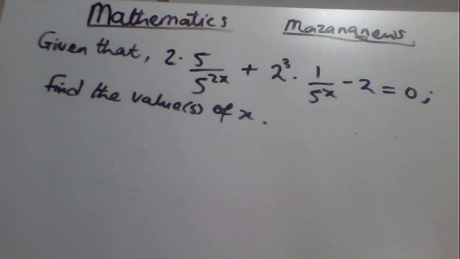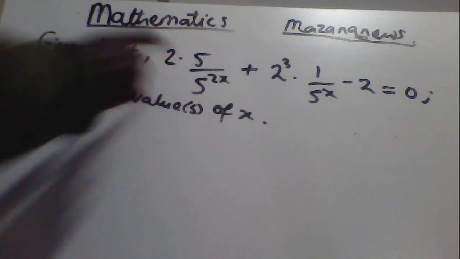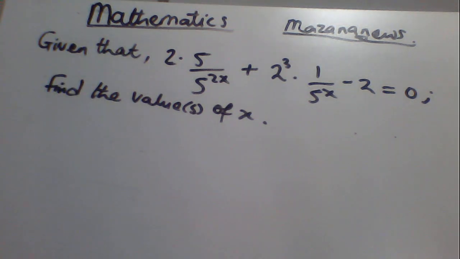Alright, good day students. As you can see, what we have is an equation of the form 2 multiplying 5 over 2x plus 2 raised to the power 3 multiplying 1 over 5 raised to the power x minus 2 equals 0. You are required to find the values of x. How do we find the values of x in this equation?